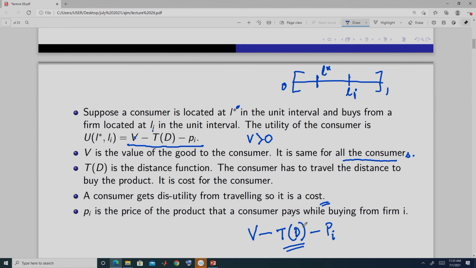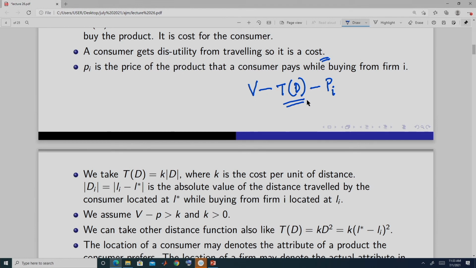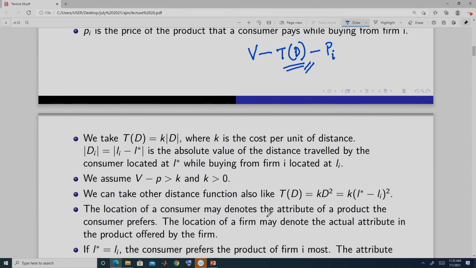Why do we need this utility function? You will see why. Now, let us define this distance function. It is defined in this way: k times the absolute value of d. Here k is the cost per unit of distance, and suppose the distance is d, then it is k into d.